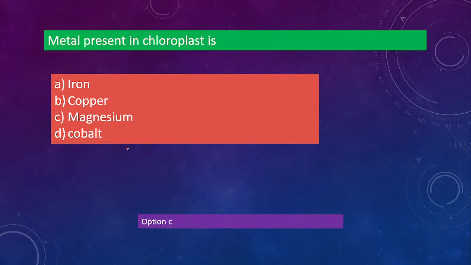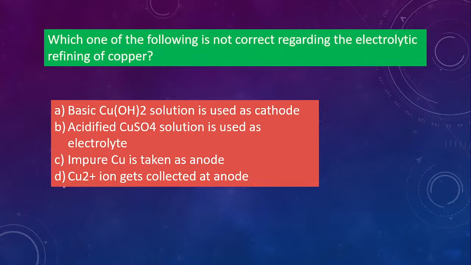Okay, so option C is the correct answer. Magnesium is a metal that is present in chloroplast. Remember this. Let's do the next one.